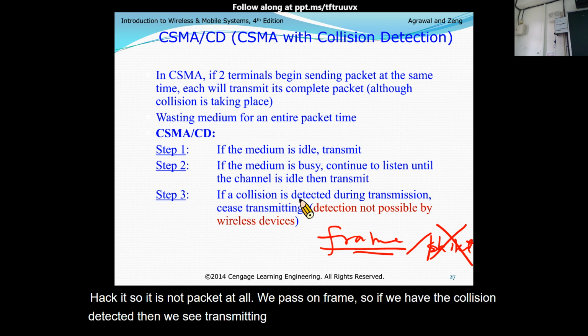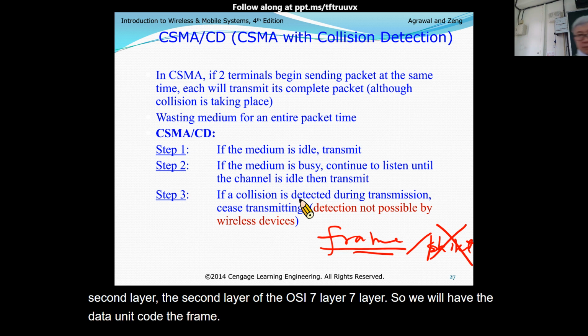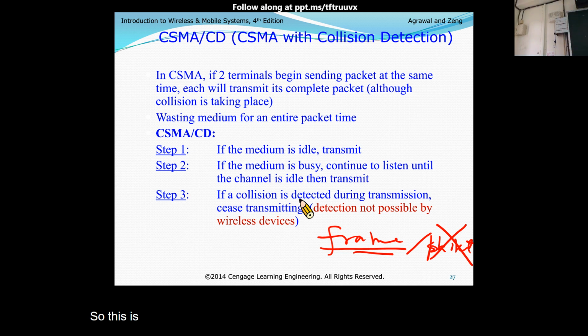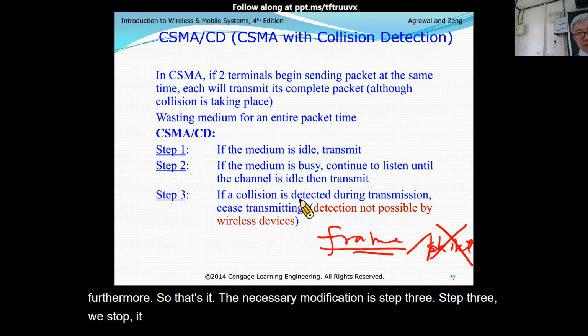And normally we focus on the second layer of the OSI 7 layer. So we will have the data unit code, the frame. So this is the collision detection. We can cease transmitting the frames furthermore. So that's it. The necessary modification is step 3. Step 3, we stop transmitting the frames.